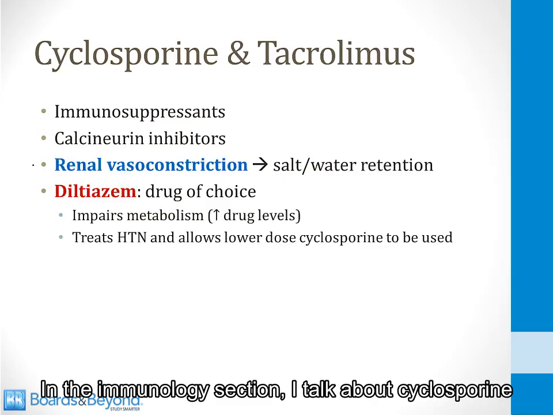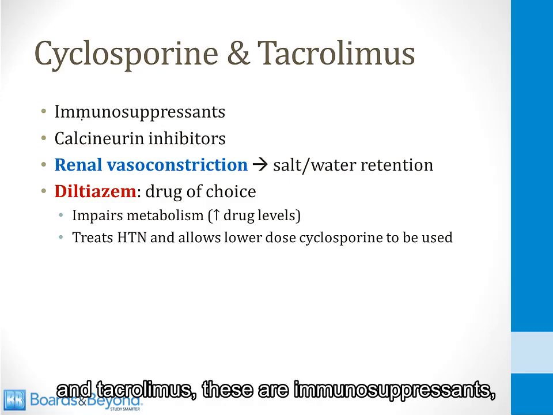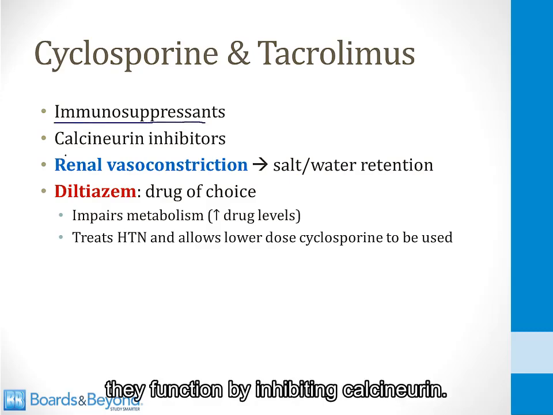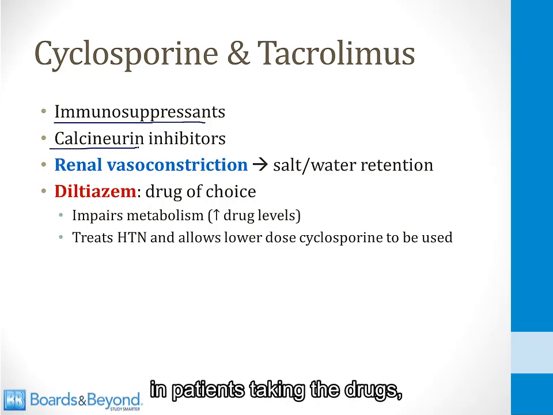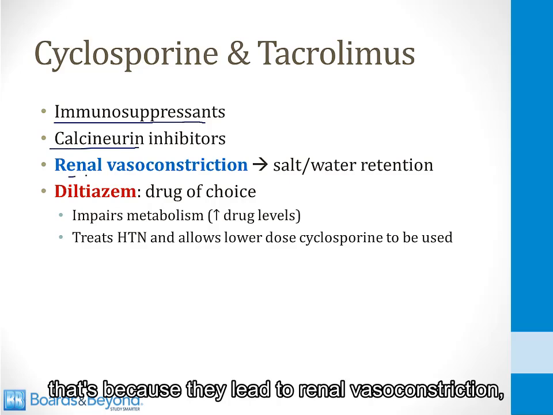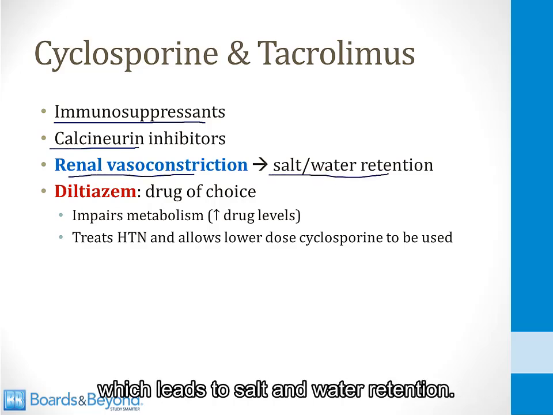In the immunology section, I talk about cyclosporin and tacrolimus. These are immunosuppressants. They function by inhibiting calcineurin, and both of them commonly cause hypertension in patients taking the drugs. That's because they lead to renal vasoconstriction, which leads to salt and water retention.